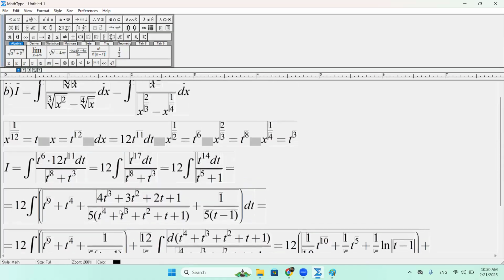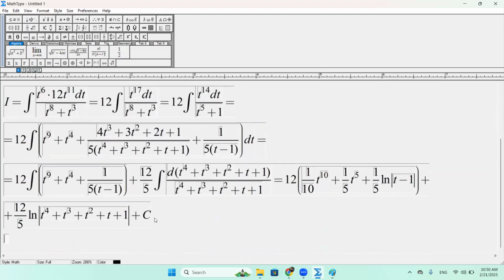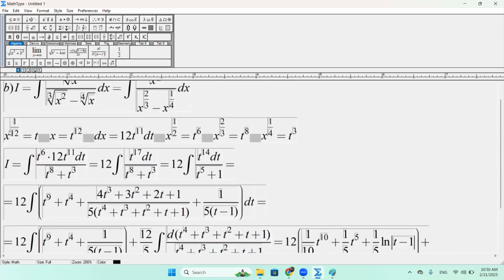And don't forget to return to old variables. So we can write only like this.